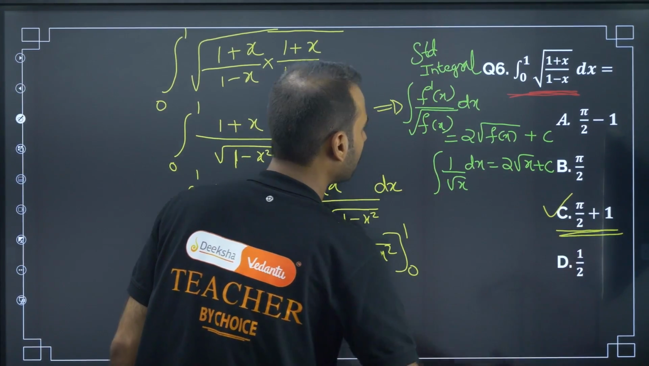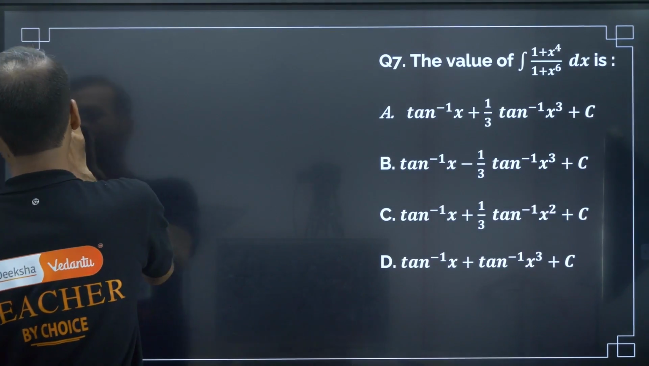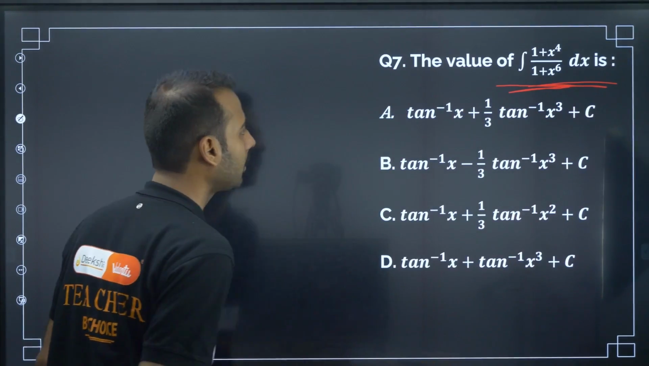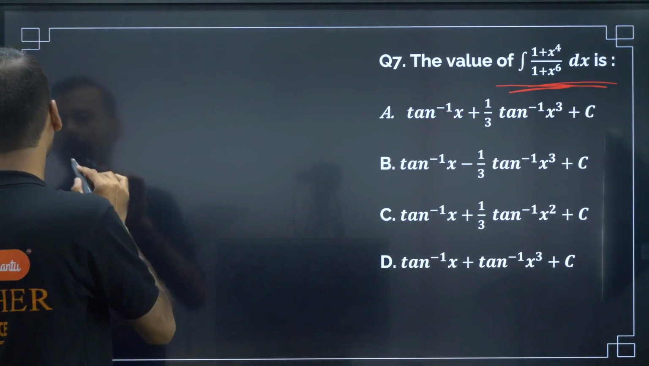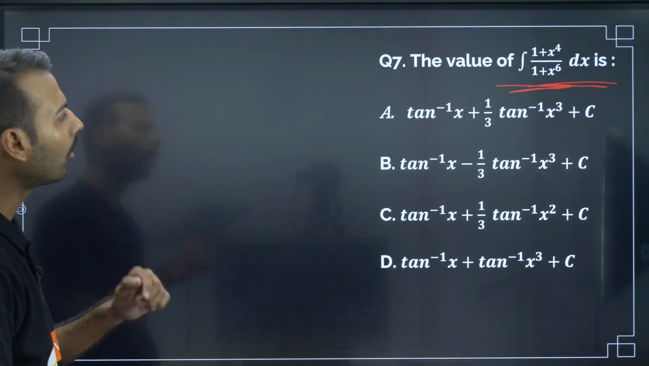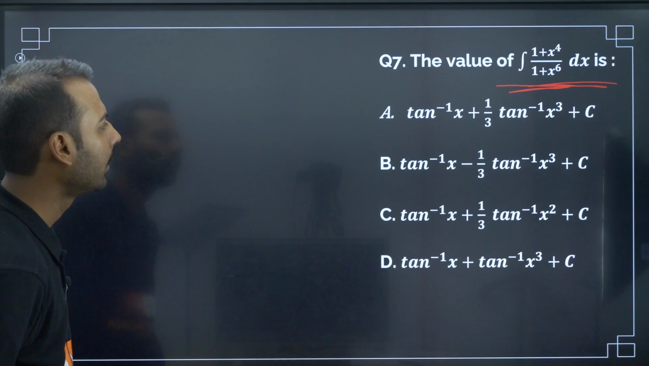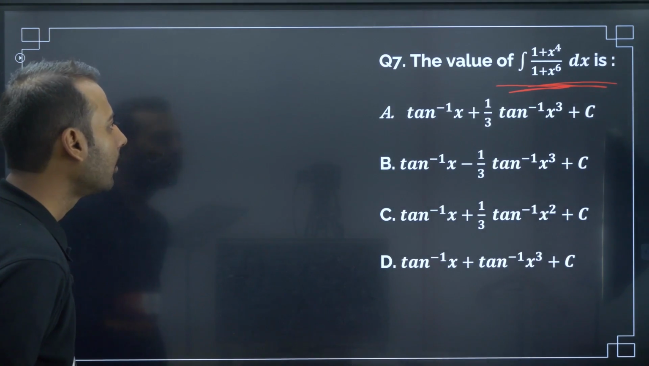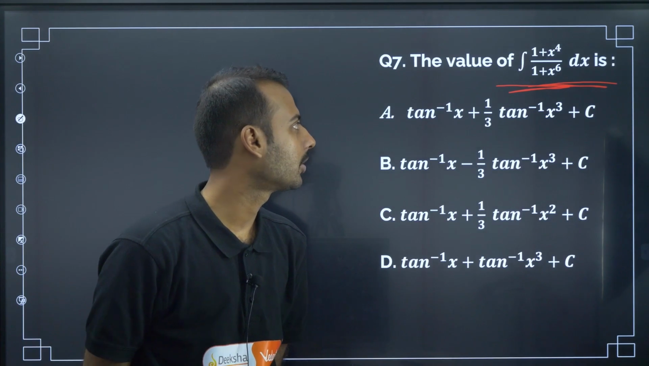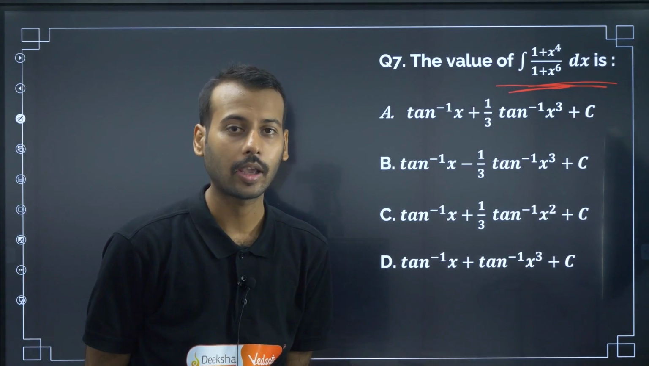Moving on to next question. The value of, so they are asking next, the value of integration of 1 plus x power 4 by 1 plus x power 6 dx. So try to recall, any standard ready-made integral is not there. So again we have to go for algebraic manipulation.